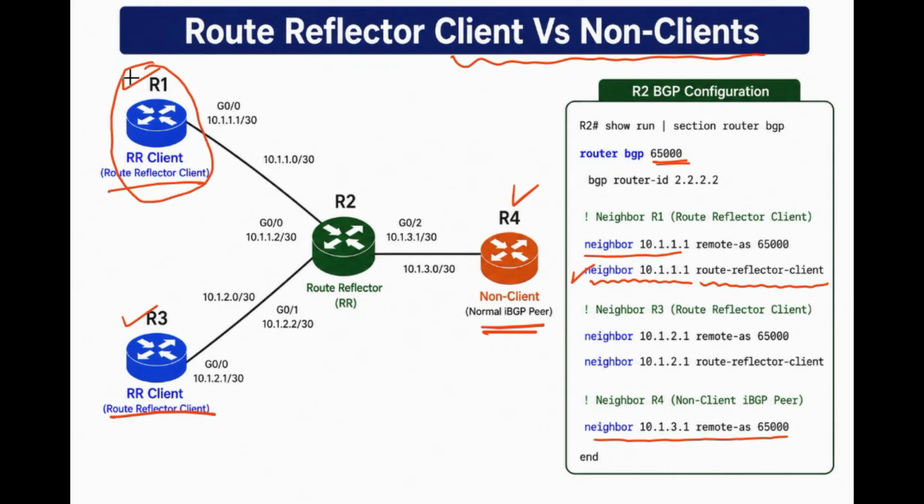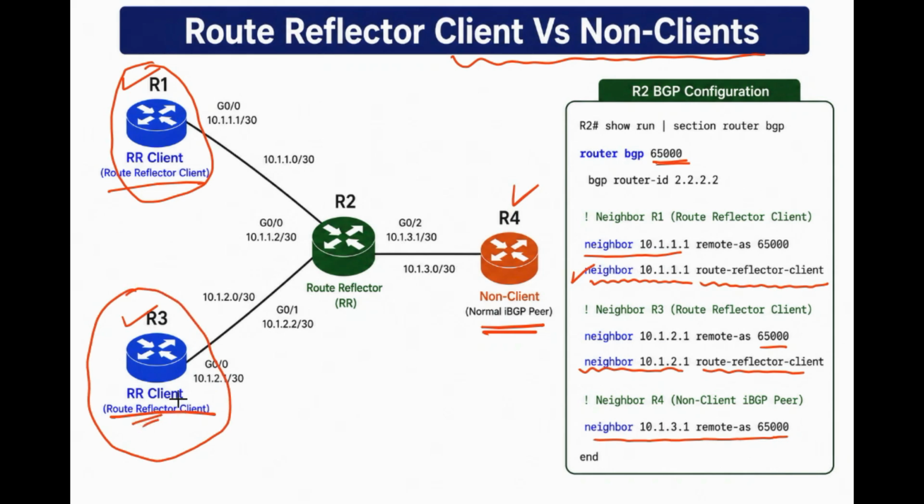Similarly, you will see that for R3, the remote peer is 10.1.2.1 and the remote AS is 65000. Plus, you can see neighbor 10.1.2.1 with the route reflector client command. So R1 and R3 both have that command on R2, the route reflector.